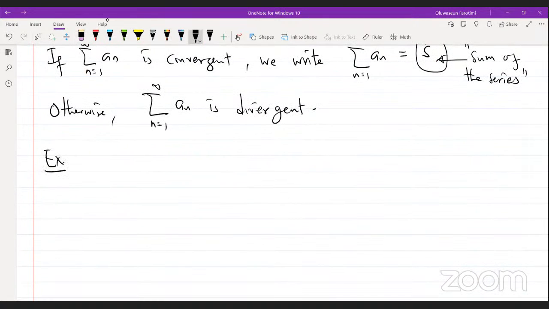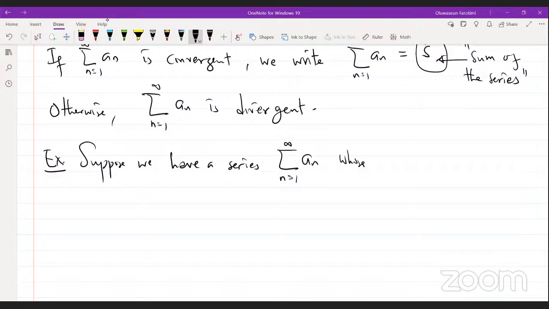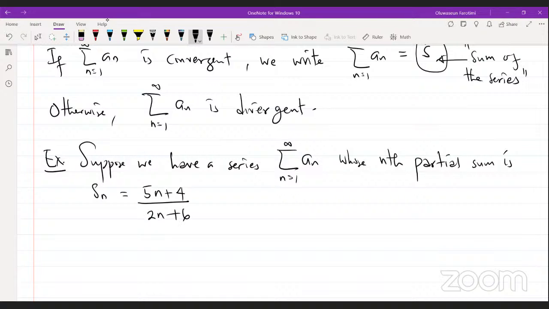Let me give you a quick example over here. Example: suppose we have a series, sum from n equals 1 to infinity of a_n, whose nth partial sum is S_n equals (5n plus 4) divided by (2n plus 6). So the question we're trying to answer is: find the sum of the a_n.